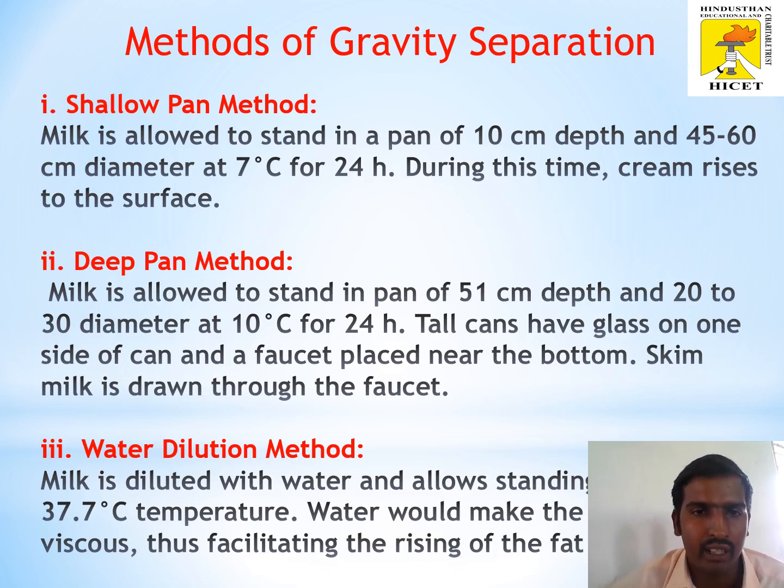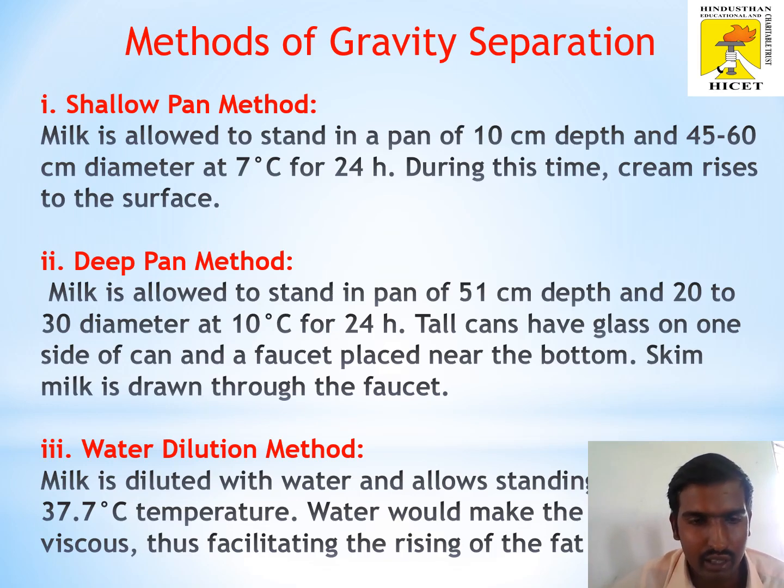In the deep pan method, the depth is 51 cm and the diameter 20 to 30 cm, at 10 degrees Celsius for 24 hours. This is the difference between the shallow pan and the deep pan. Here the cream rises to the surface and the skim milk can be drawn through the faucet.